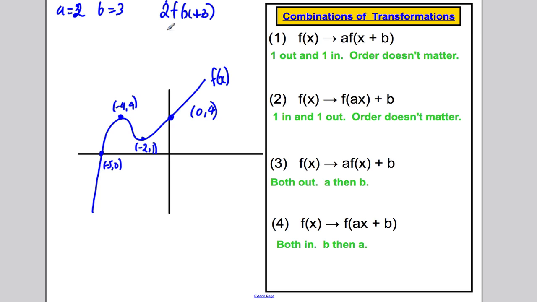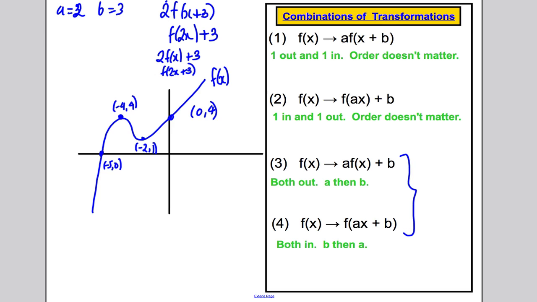Similarly, if it was f of 2x plus 3, then you can squash all these by a factor of 2, and then you can shift it in the y direction. However, if you were considering 2f of x plus 3, then you must do the stretch by 2 first and then shift it by 3 units because they're both in the same direction. And what about if it was f of 2x plus 3? Then you must do the translation by 3 units in the negative x direction and then a squash. So the order is important when both are inside or both are outside.